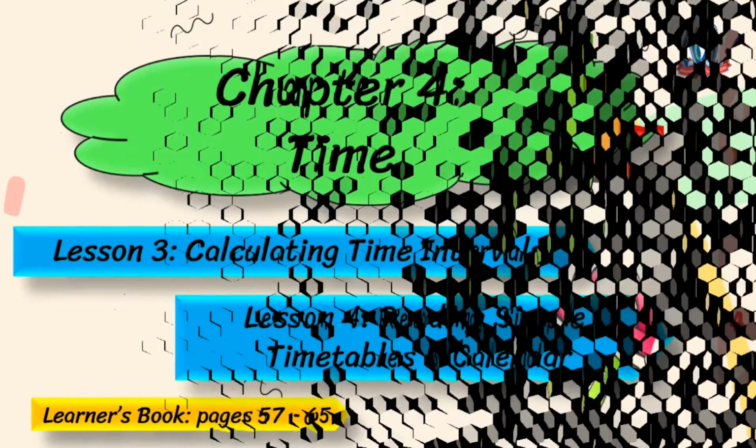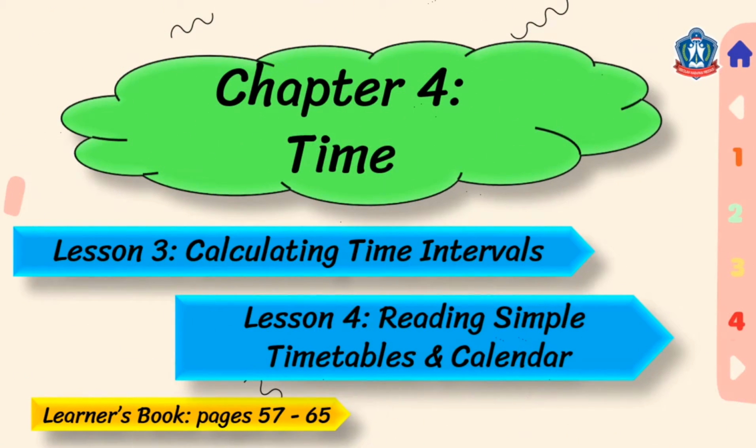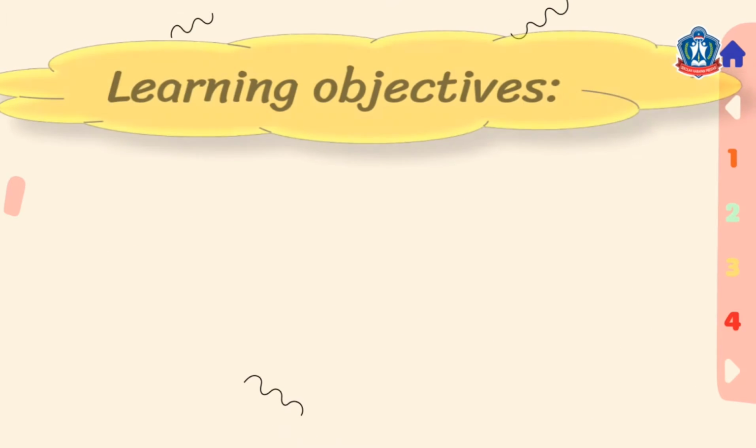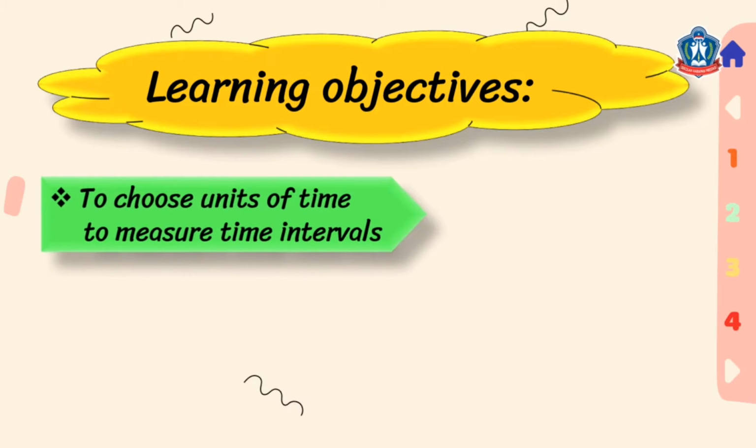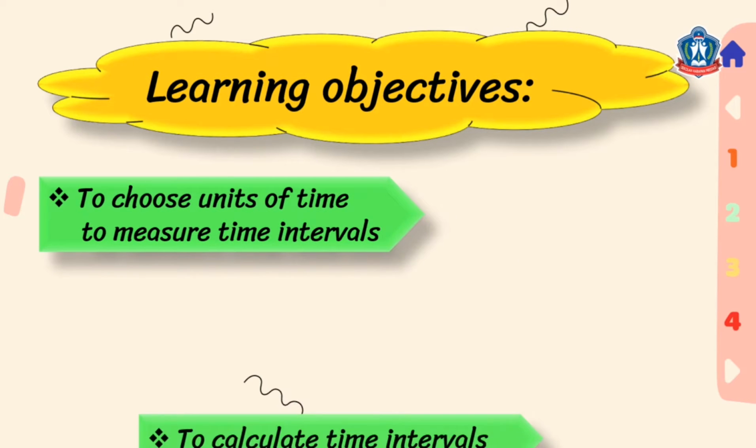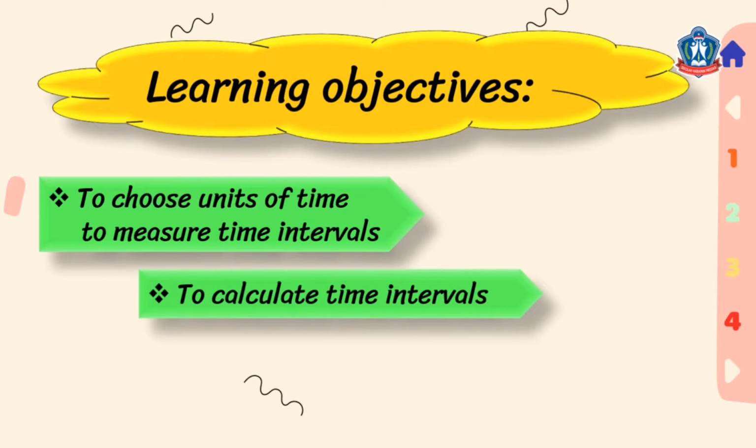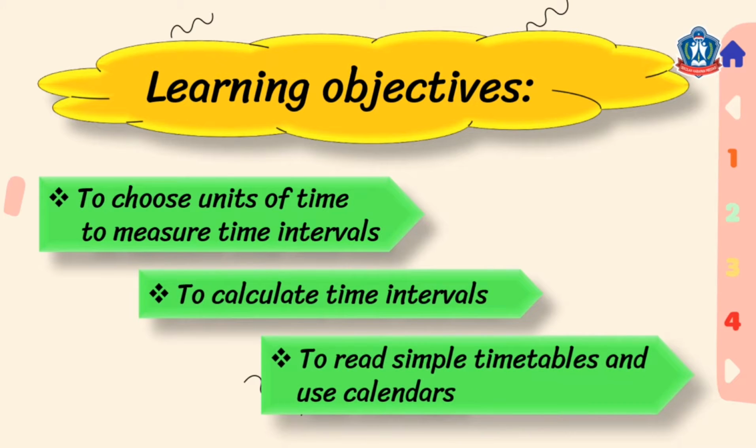Let's continue our lesson for chapter 4 about time, and you will learn about calculating time intervals and reading simple timetables and a calendar. You can find these lessons in your Learner's Book pages 57 until 65. The learning objectives of this lesson are to choose units of time to measure time intervals, to calculate time intervals, and to read simple timetables and use calendars. Okay, P4, are you ready?